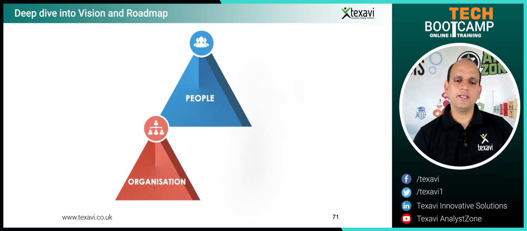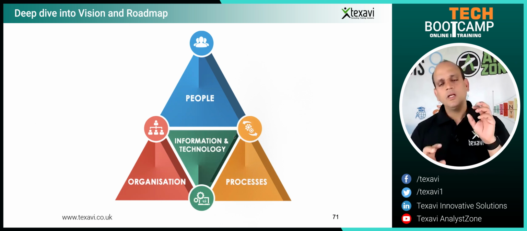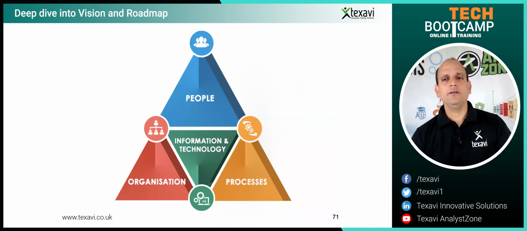POPIT: people, organization, processes, and then information and technology. So that's what is called POPIT. You look at each of these dimensions and then address each area with respect to what you're going to do to achieve the vision.